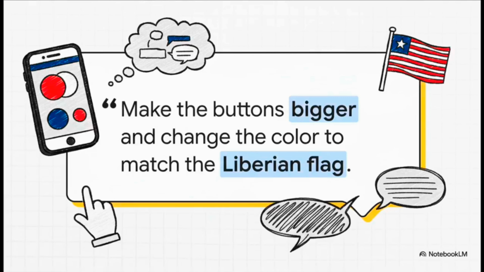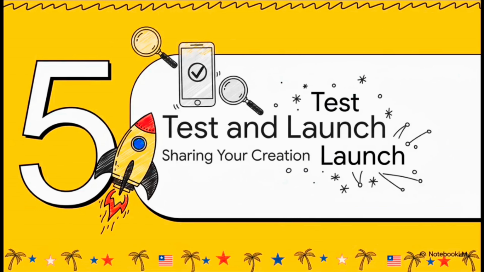But building an app isn't a one-time thing. It's a conversation. If you see something you don't like, you just tell the AI. The buttons are too small? You want to use the colors of the Liberian flag? Just say it. You make your app better and better through simple conversational feedback. All right, your app is built. Now it's time for the final and maybe most important phase, testing it out and then launching it.